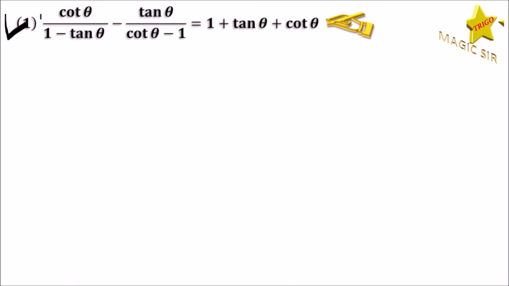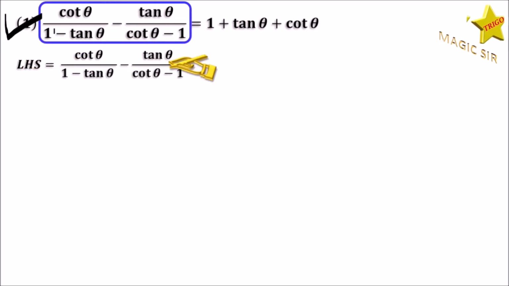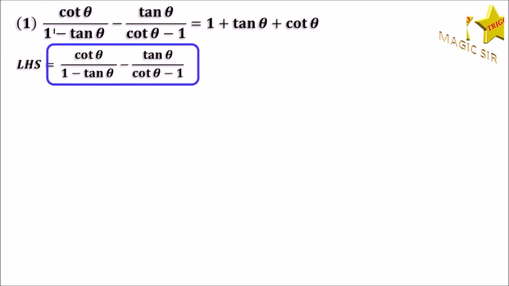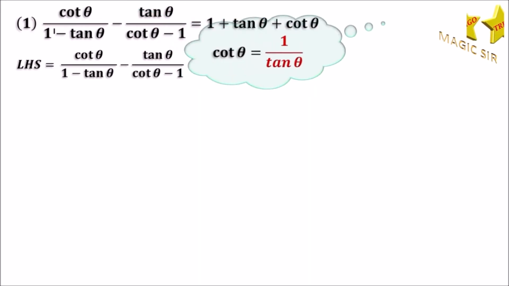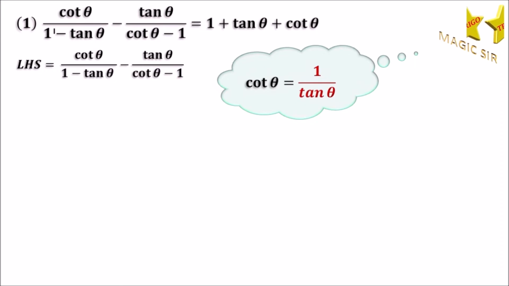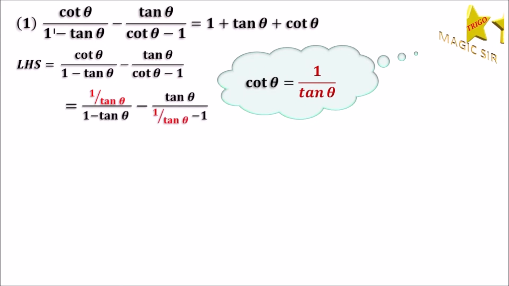Let us take the first example. Here, left hand side is more complicated. Let us try and see what we could do with left hand side. We know that cot theta is equal to 1 upon tan theta. So replace cot theta with 1 upon tan theta. See the animation. Again, replace cot theta with 1 upon tan theta.